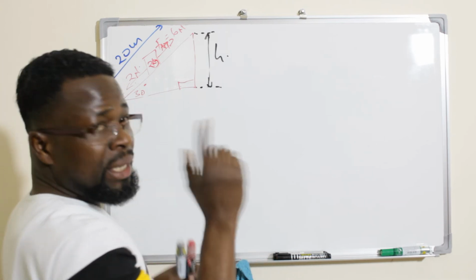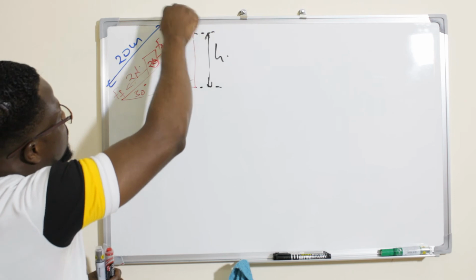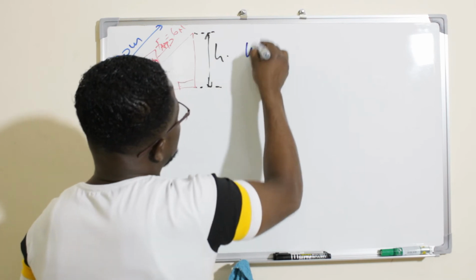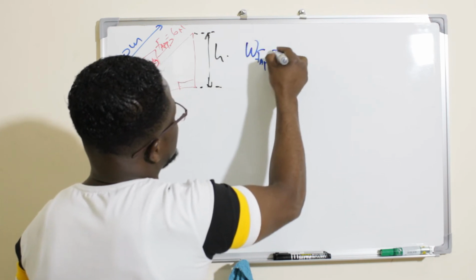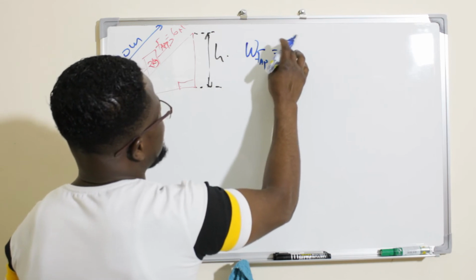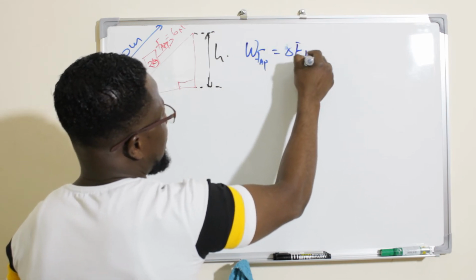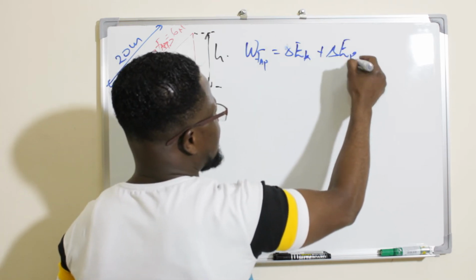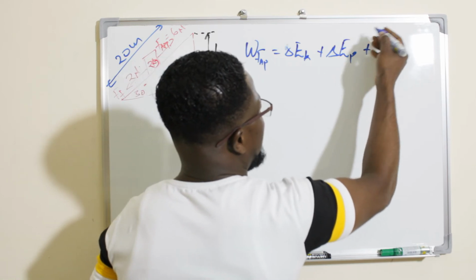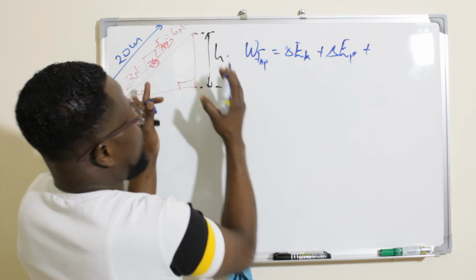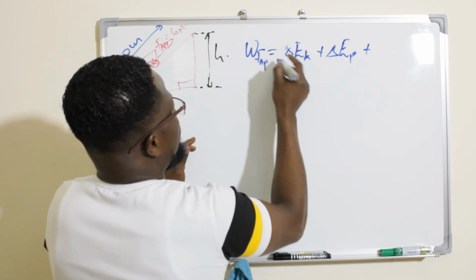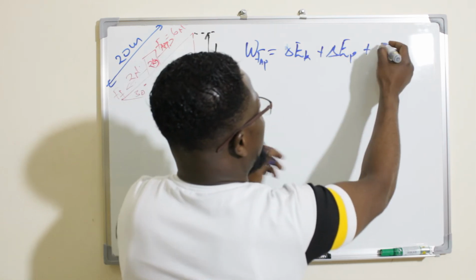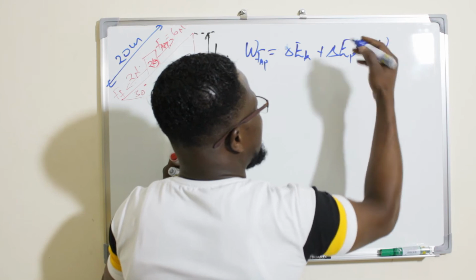Now, what do we need to do? We need to look at the applied force. So we are considering the work done by the applied force. We will say that the work done by the applied force is equals to the change in the kinetic energy plus the change in potential energy plus the work done against friction.